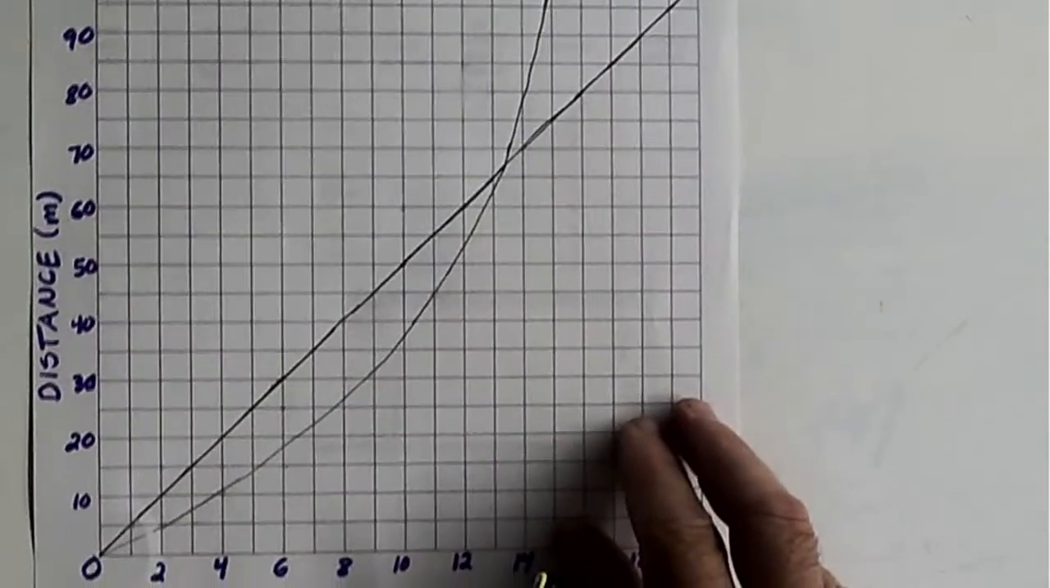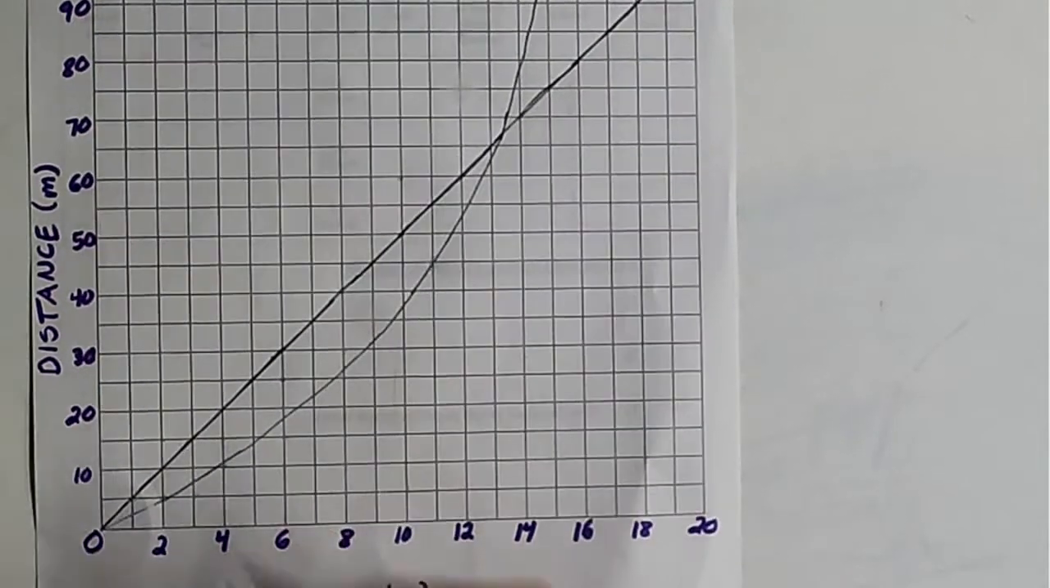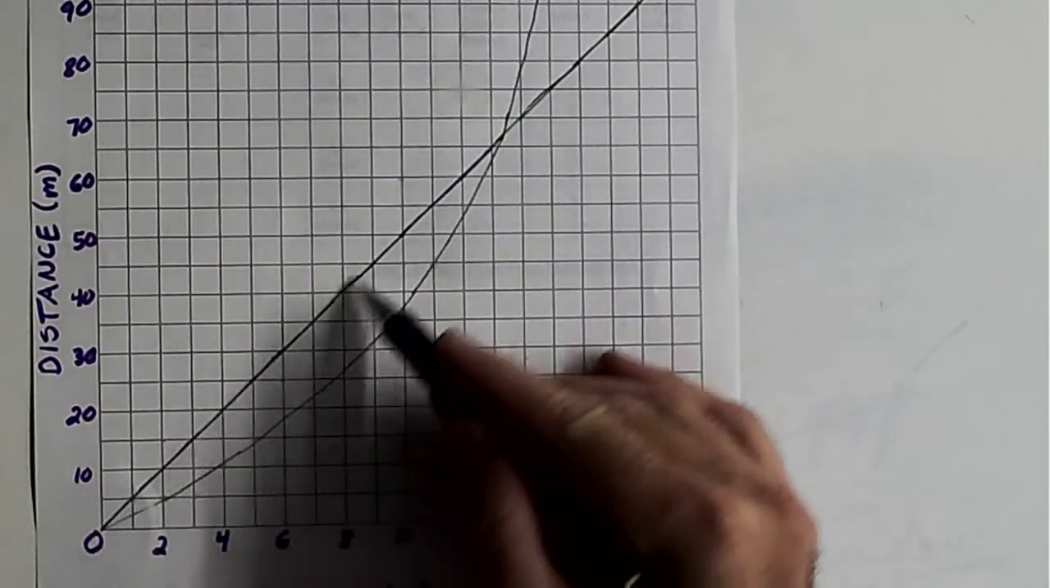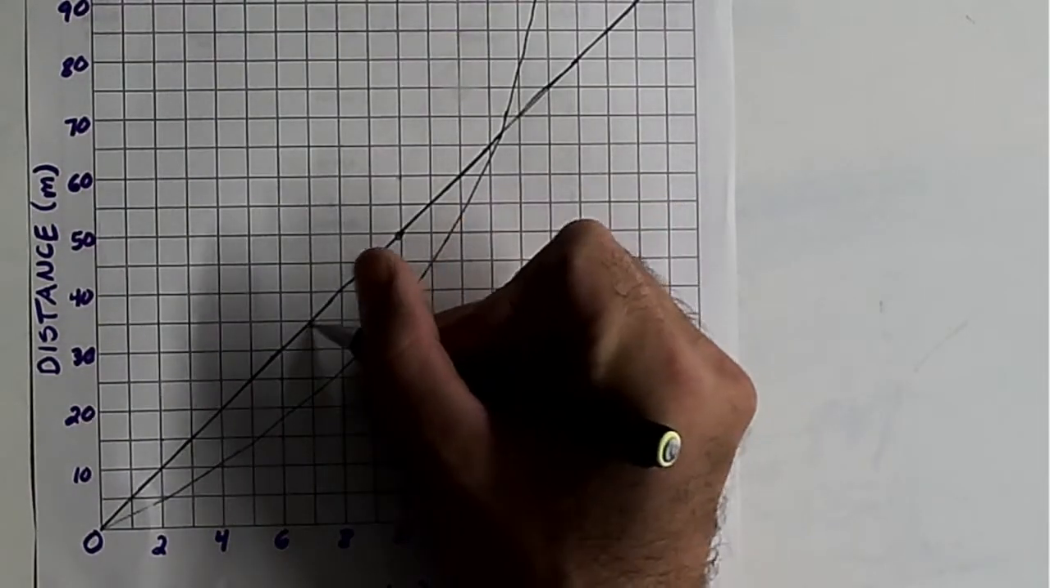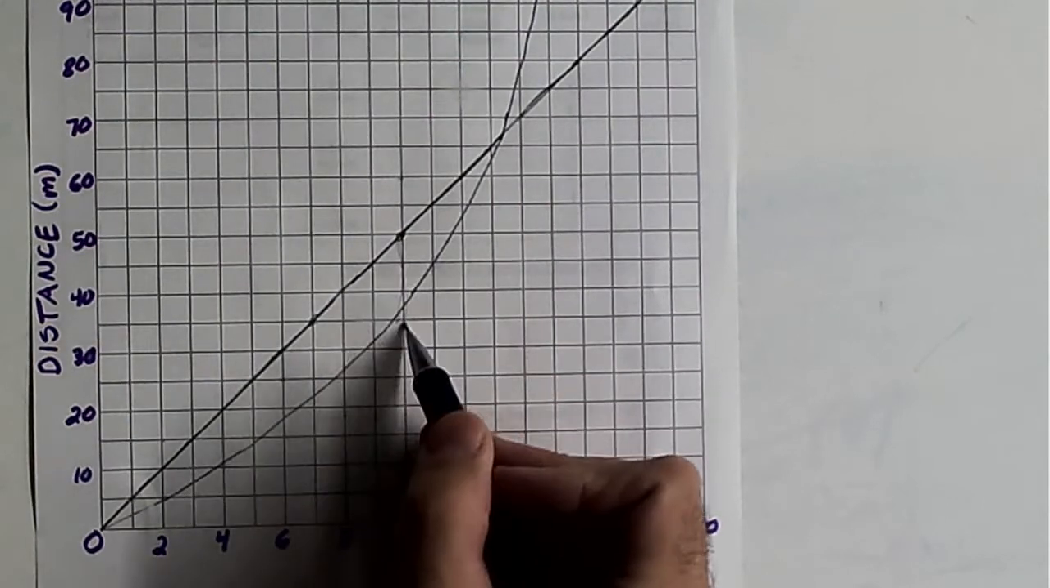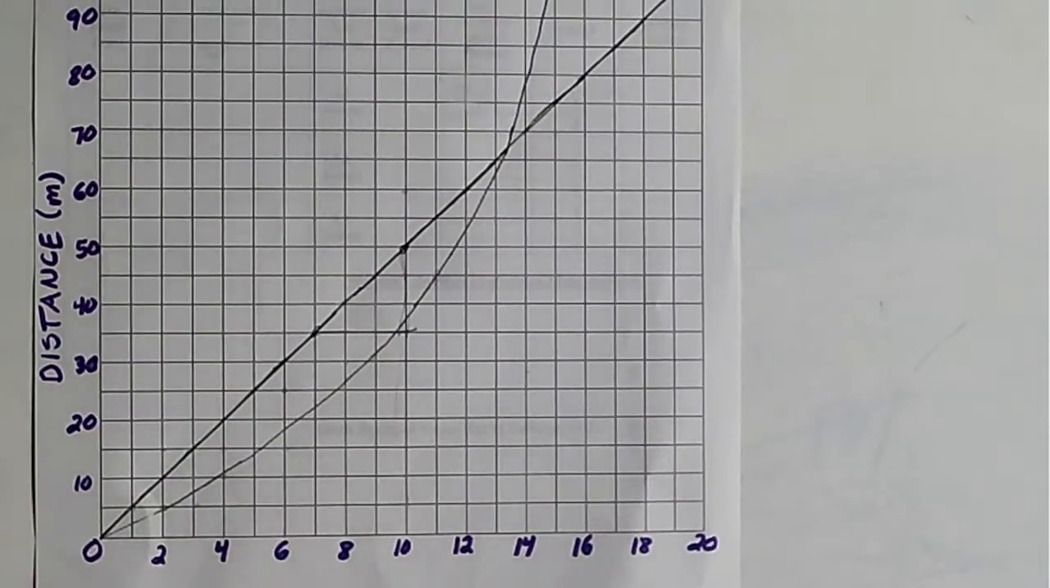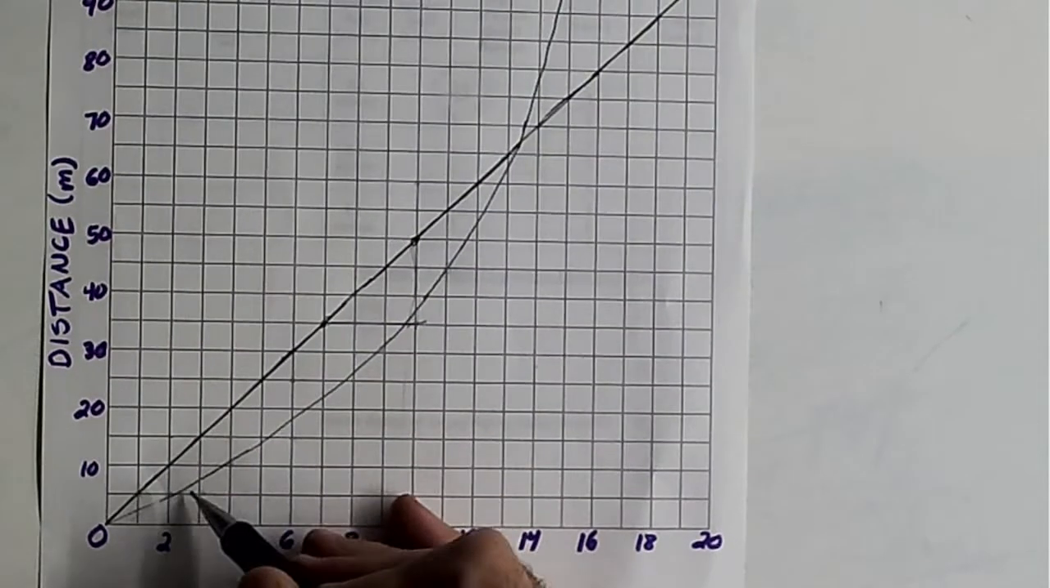Here is a distance versus time graph. This is a constant speed, right? And you could find out the speed of this object just by calculating the slope. What's the change of y? What's the change of x? Like we did in the other one. This is the tricky part.